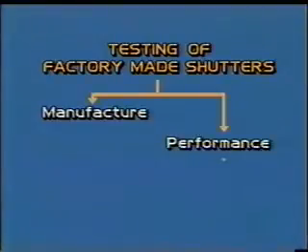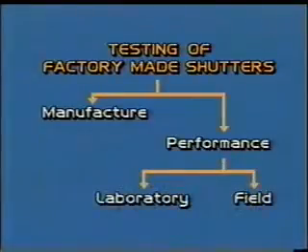The testing of factory-made shutters is done in two distinct stages: testing during manufacture and performance testing. This can be further classified into laboratory tests and field tests. It may be noted that laboratory tests need very simple equipment and they can be done in the field also.